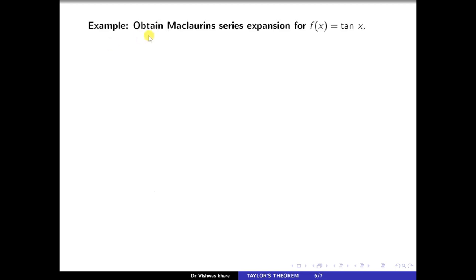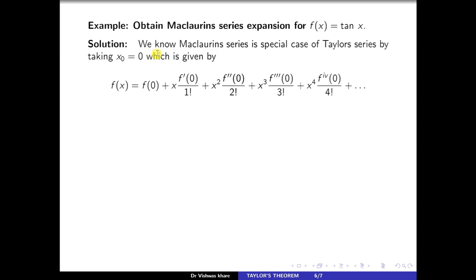Now let us take this example. Obtain Maclaurin's series expansion for f(x) is equal to tan x. Let us see the solution. We know Maclaurin's series is a special case of Taylor series by taking x naught is equal to 0, which is given by f(x) is equal to f(0) plus x f'(0) divided by factorial 1, plus x square f''(0) divided by factorial 2 and so on.